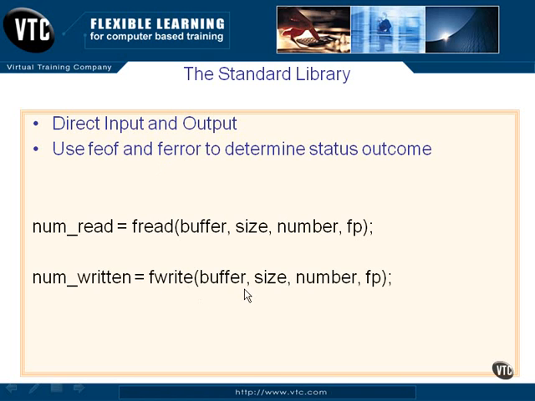Fwrite will write from our buffer a size object and how many of them to this file pointer. And it will return back to us how many were written. That should be the same that we asked for on an fwrite. Of course, the disk could have been full or something like that, and then we have to check FError. We won't get end of file on an fwrite, but we could get FError set on an fwrite. Okay, fread and fwrite, direct input and output.